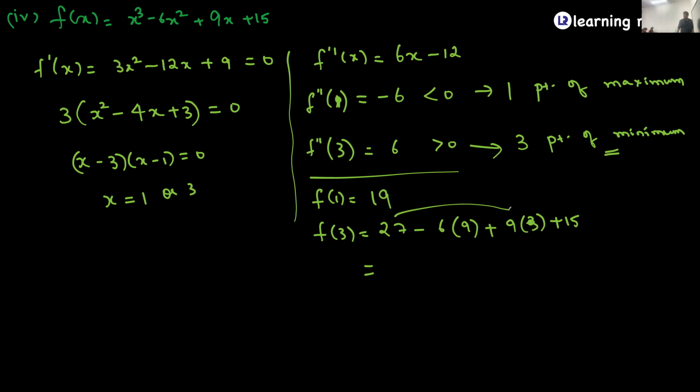27 plus 27 is 54, right? This is 54. So 54 minus 54. So you're left out with 15. So f of 3 is going to be 15. So the maximum value is 19 and the minimum value is 15. Okay. Make a note.